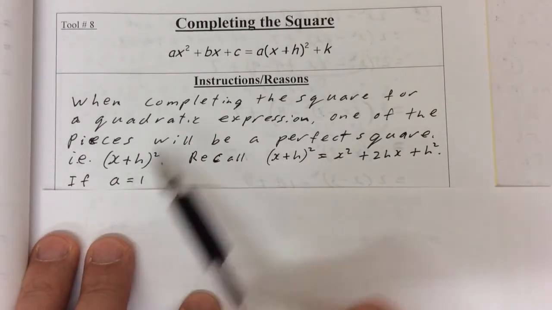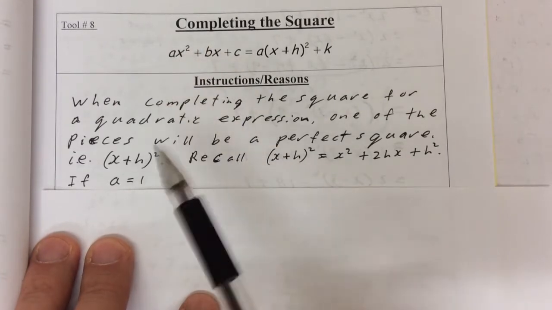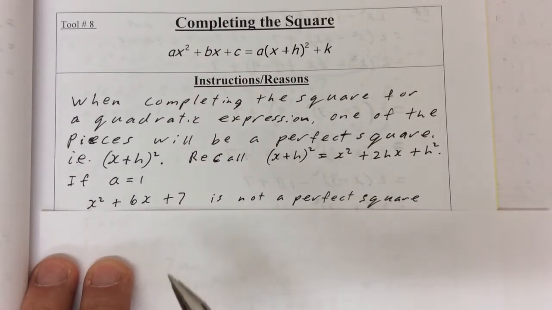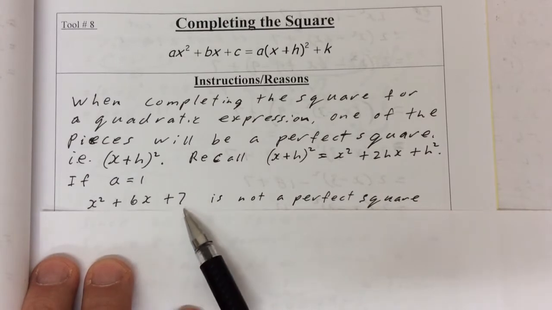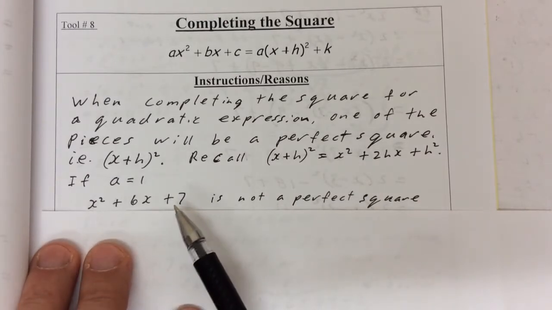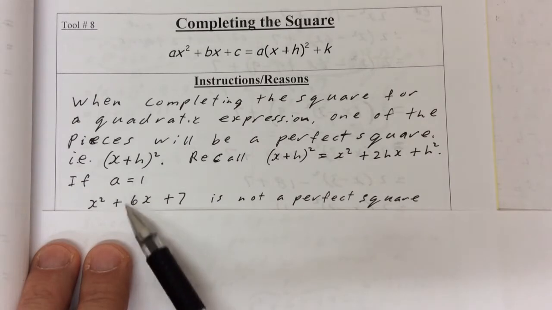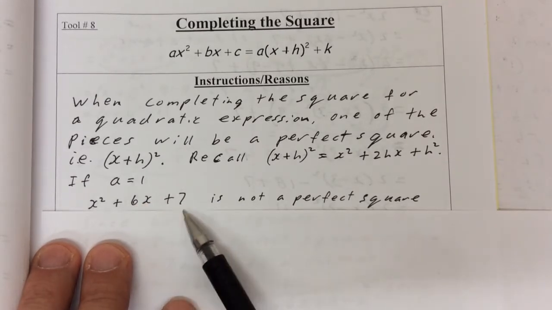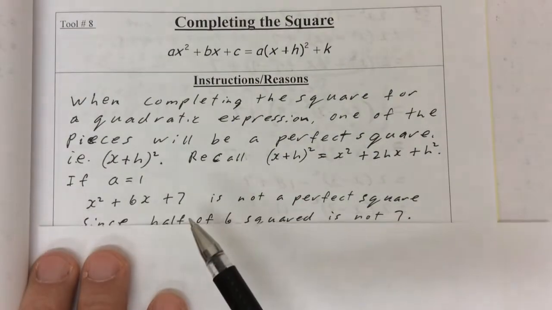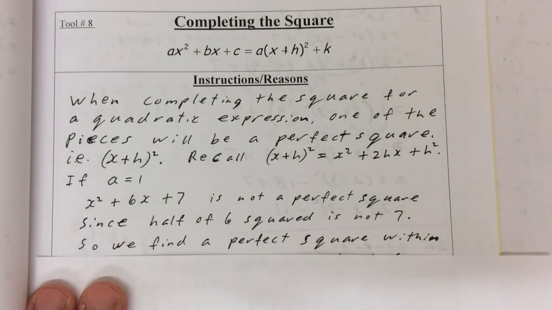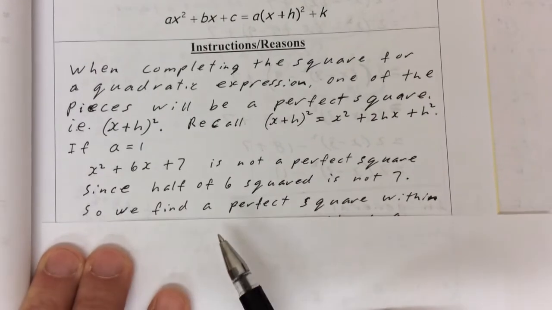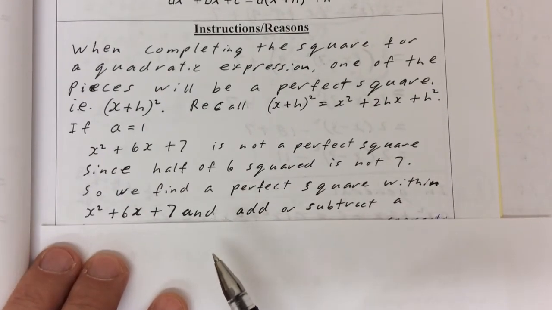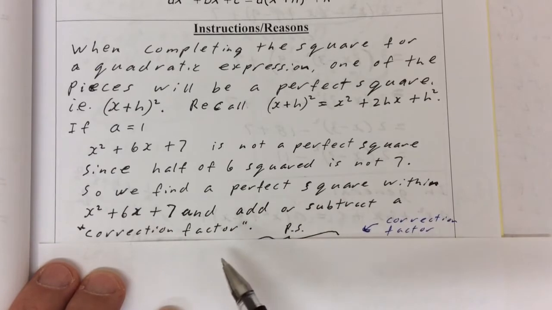So if a equals 1, let's look at this simple case. For something like x squared plus 6x plus 7, is this a perfect square? Well, what's half of 6? Half of 6 is 3. 3 squared is 9, so we would need a 9 there to make that a perfect square. So it's not a perfect square. Okay? So we find a perfect square within that and add or subtract the correction factor.